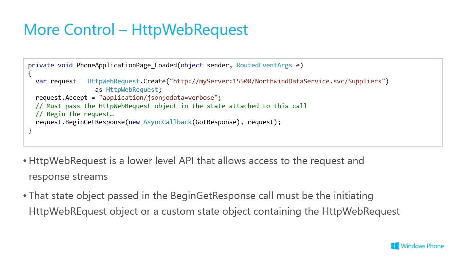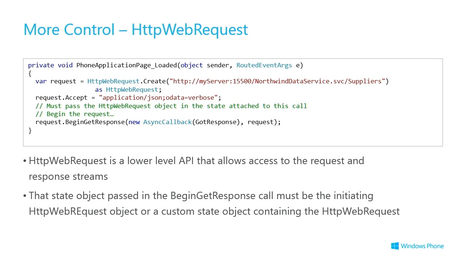So this is the old way of doing it. You'd new up an HTTP web request. Well, actually, you don't new one up. There's a static method on it called create, which returns you an HTTP web request instance. We can set some HTTP headers, and then you call begin get response, and you have to give it an async callback, a delegate which is going to handle the response when it comes back.